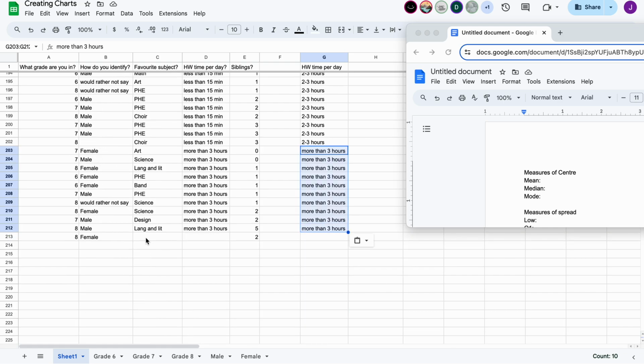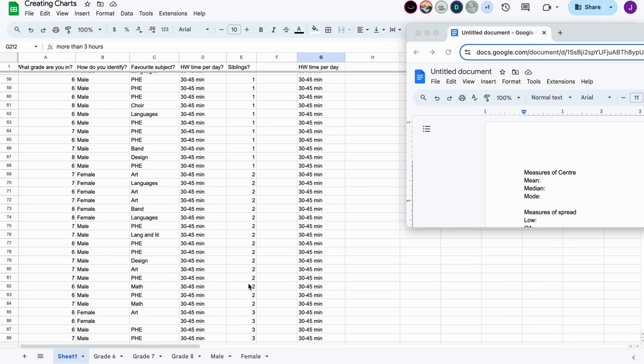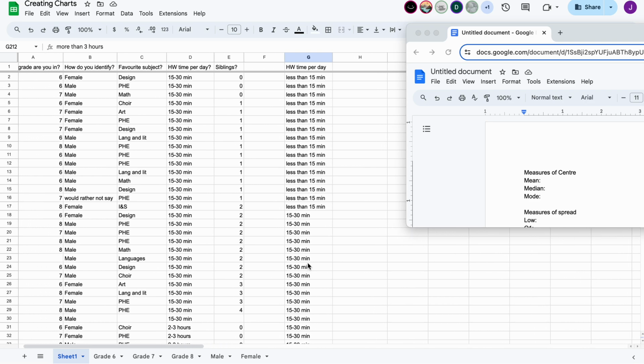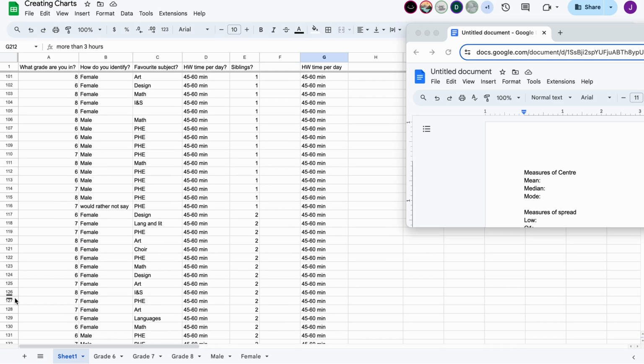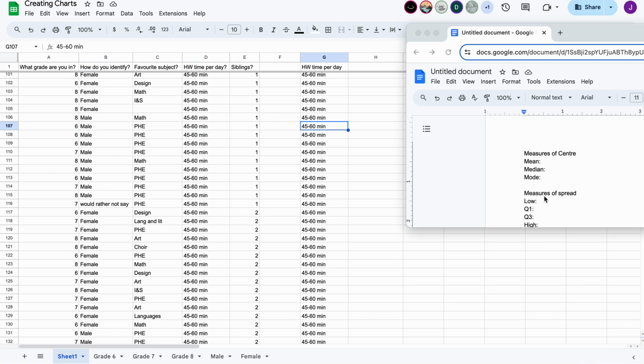The highest row number is 212. So divide by 2 and add 1. That's going to tell me the location of the median. 212 divided by 2 is 106, plus 1, which is the 107th value. The median is 45 to 60 minutes. 45 to 60 minutes is the median.